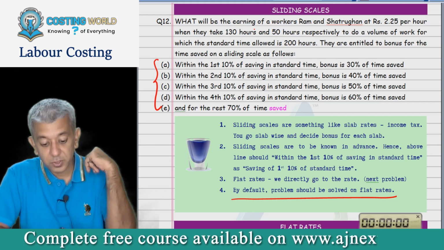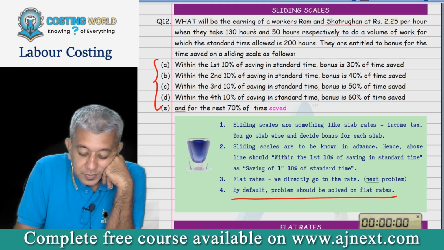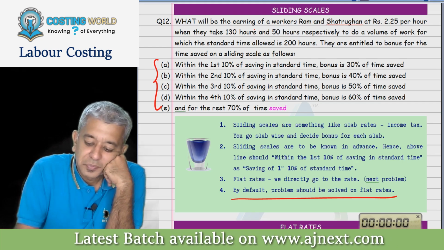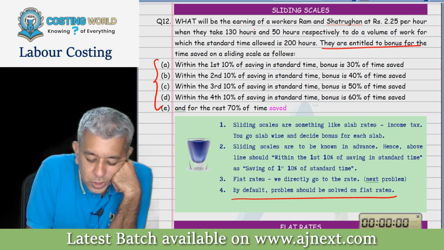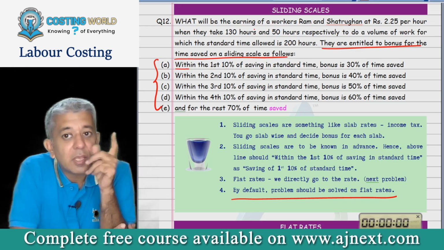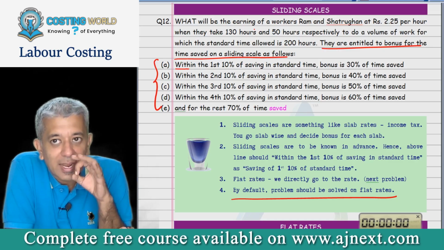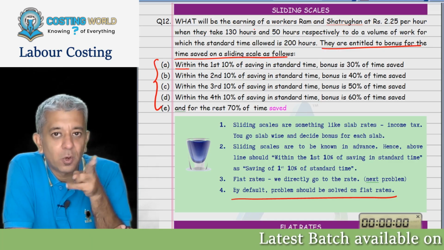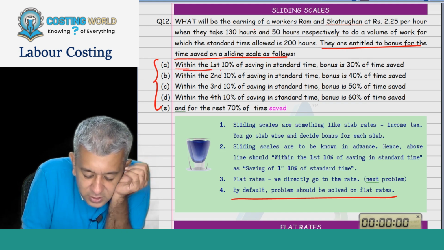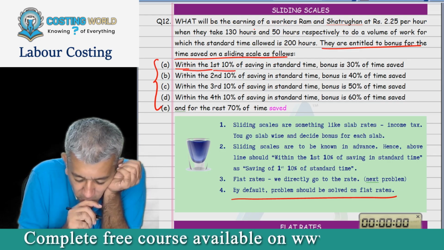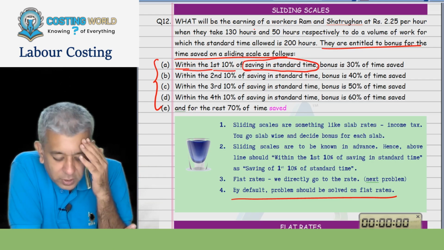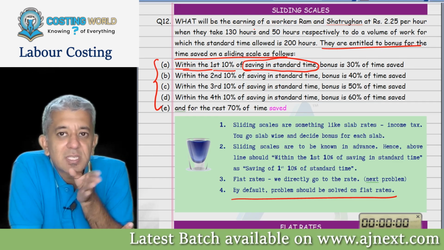Now, I like to presume the first one. Now see, answer will be 67.5, those people have got it. They are entitled to bonus for the time saved on sliding scales as follows. Now see, if you exactly try to crack the words, you might get it wrong if you apply them without thinking in this question. See what is given. Within the first 10% of saving in standard time. Now see, if you literally try to think like this. First of all, tell me one thing. How much is saving in this question?